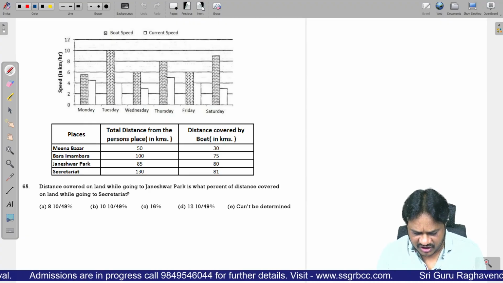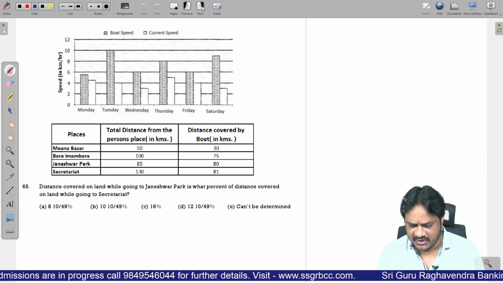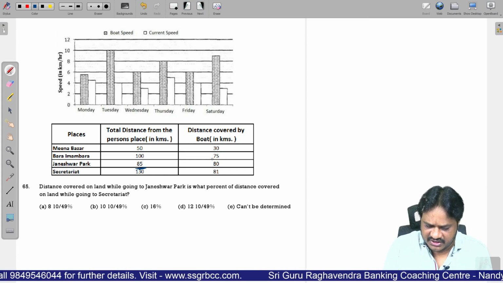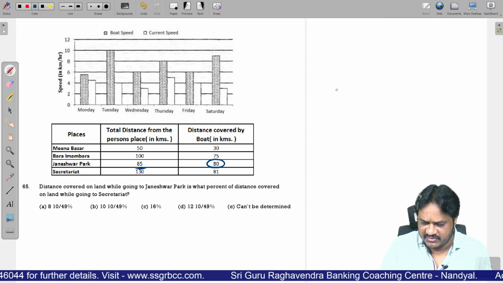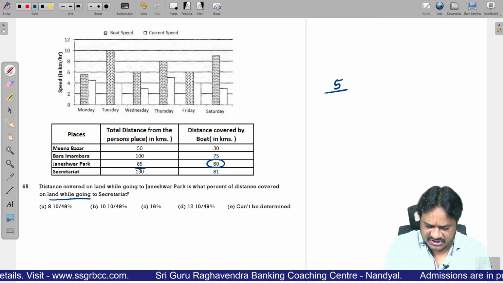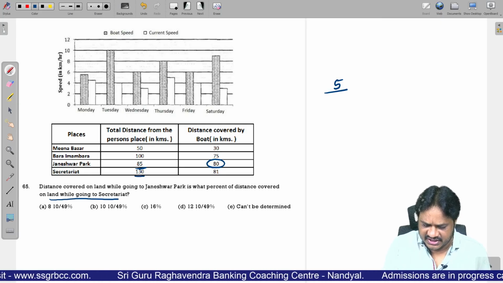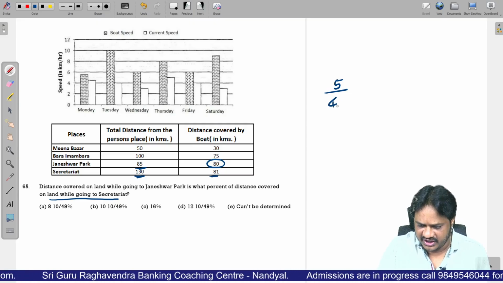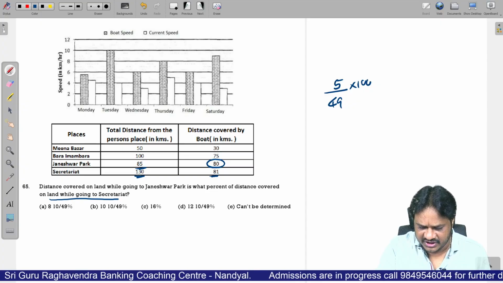Next question. Distance covered on land while going to Ganeshwar Park is what percent of the distance covered on land while going to Secretariat? Ganeshwar Park: out of 85, 80 is covered by boat. By land, it is 5. It is what percent of land for Secretariat? Secretariat: out of 130, 81 by boat. So land will be 49. The question is 5 by 49 into 100.